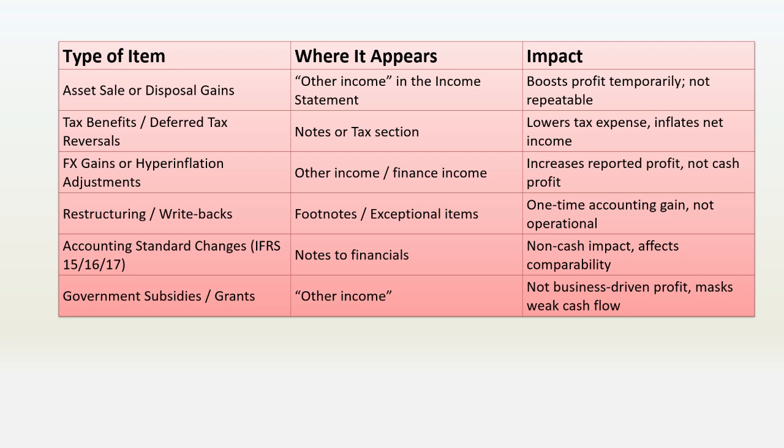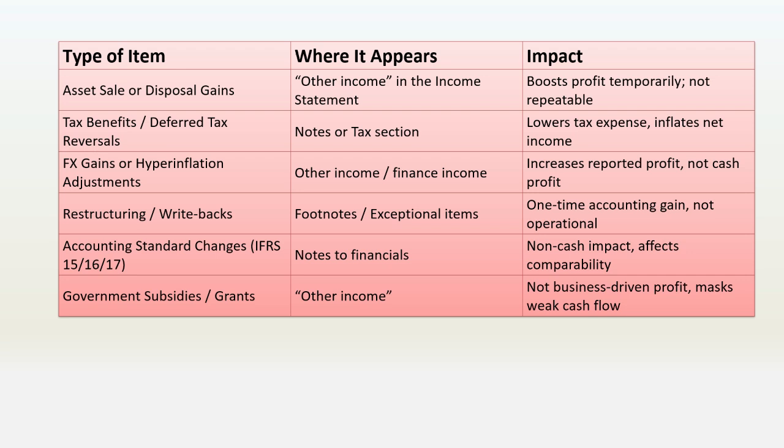Tax benefits and deferred reversals. Always go to the notes or tax section. It details everything. It lowers tax expenses, which then inflates net profit. But it's not cash that this company needs. It's just a tax adjustment, just for the books.